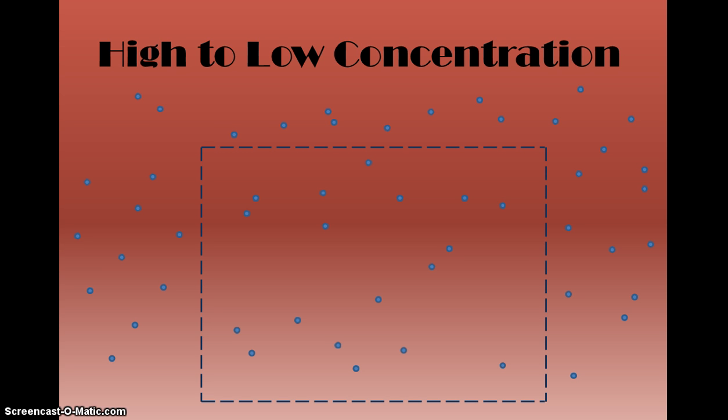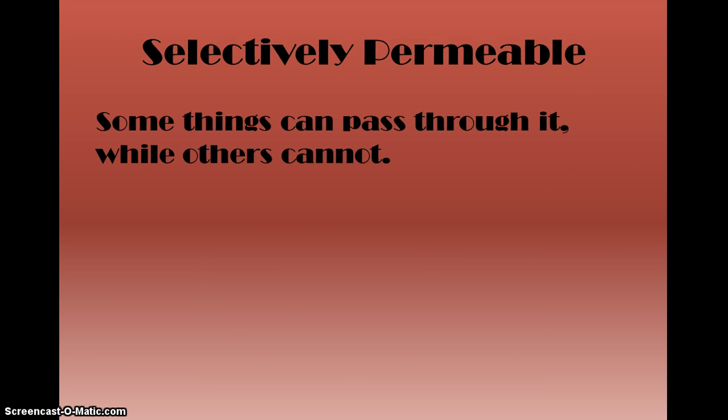Now I made those molecules blue for a reason this time. They're supposed to represent water molecules. So selectively permeable. We heard that in the definition of osmosis. So what does that mean? Well, it means that some things can pass through it while others can't.